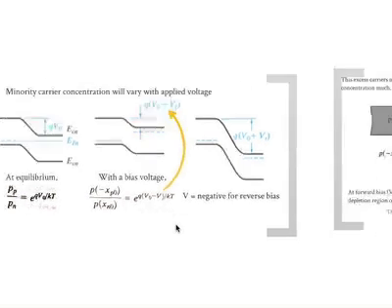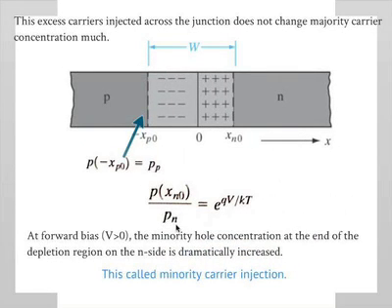Okay? Pretty straightforward. So the excess carriers injected across the junction do not change the majority carrier concentration much. Why? Because there are only few of them that get injected. Okay? So we have few holes here that get injected to this side. Now, if you look at the holes that have been lost, that's small compared to the total concentration of holes here. So the majority carrier concentrations overall do not change much, because you're talking about orders of magnitude higher numbers.